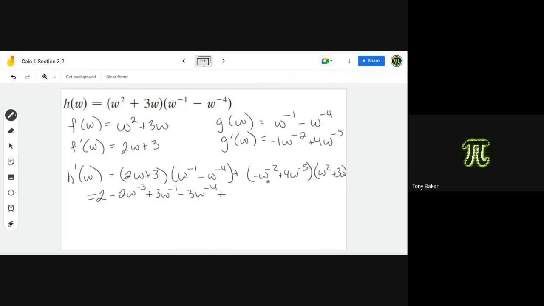Plus negative 2w, or negative w to the negative second times w to the second, is just negative 1. Minus 3w to the negative first, plus 4w to the negative third, plus 12w to the negative fourth.